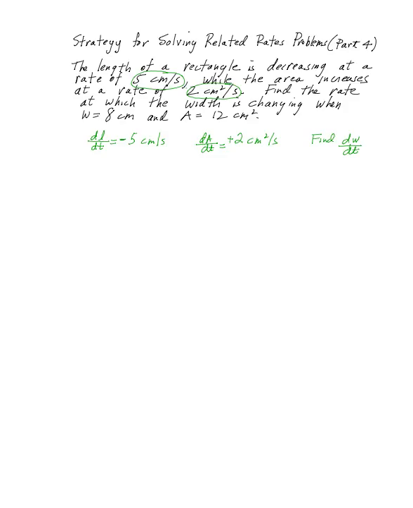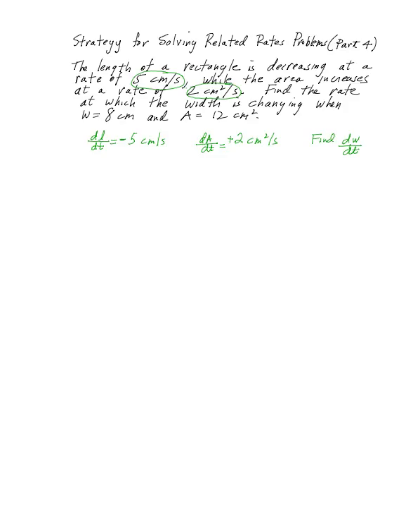The length decreases, the area increases. The width's going to have to increase, right? Let's see if we get, in the end, dW/dt is positive. That would be a good check. If we get dW/dt is negative at the end, that would indicate we've made a mistake, wouldn't it?